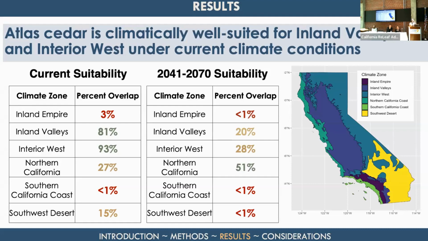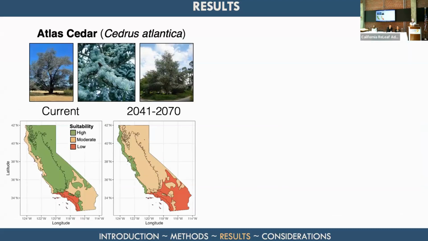And so the suitability in the inland valleys and the interior west drops, but it actually becomes more suitable in Northern California. And so we can generate maps that look like this, where we can show visually where the Atlas cedar is suited or not suited for in California. And we hope that we can add these maps. Our goal is to add these types of maps to select trees, so that way it can be used as a tool to inform species selection, especially when we're thinking about more resilient urban forests for the future.